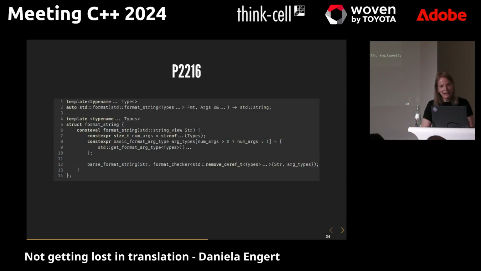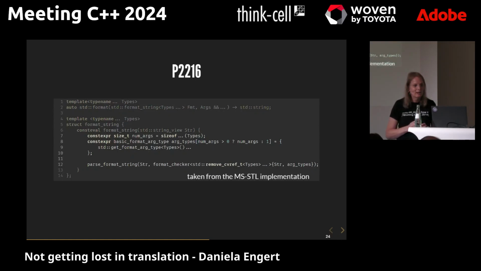So let's go back to P2216. What does it mean to have a consteval constructor on a type? Here is the function body of this constructor. This is from the MSVC STL implementation. You see a couple of constant expression types in there. We have these num_args and we have this arg_types array in here. And all of these are and must be evaluated at compile time.